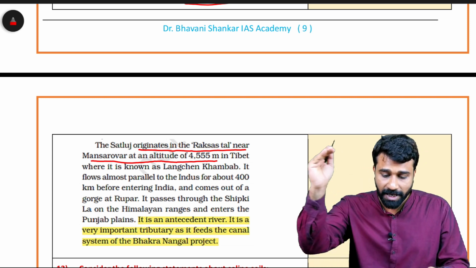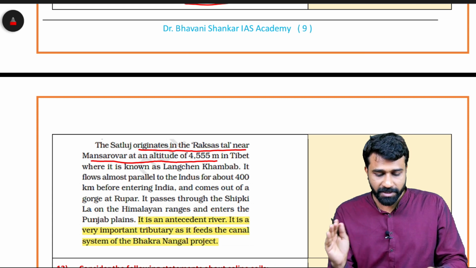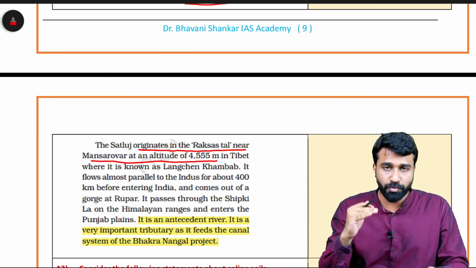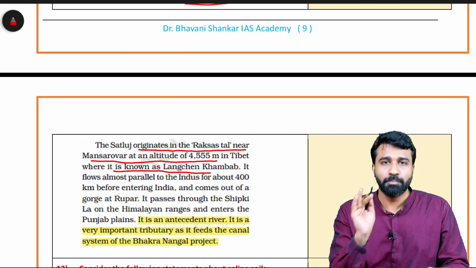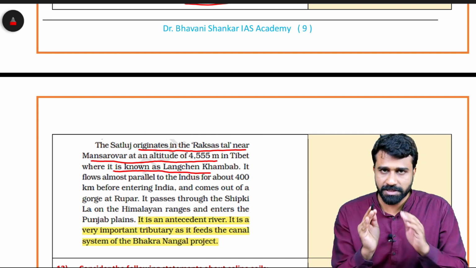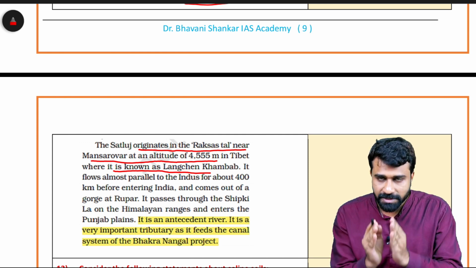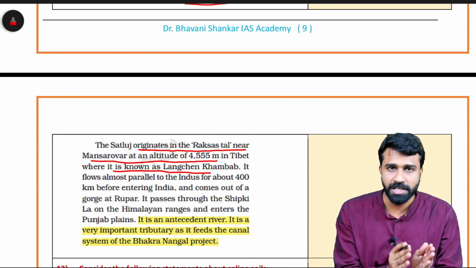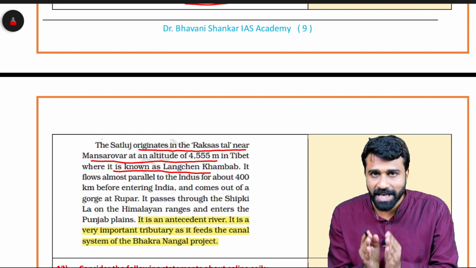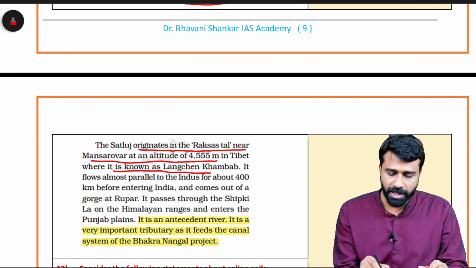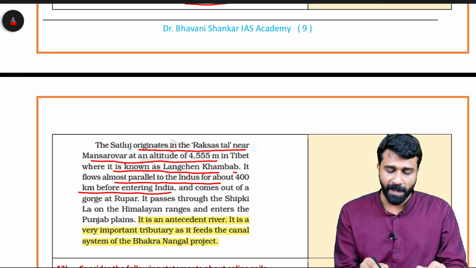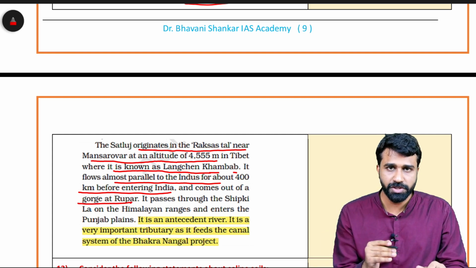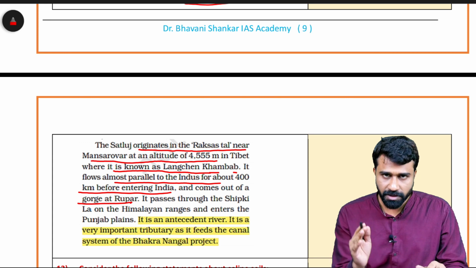Satluj originates in the Rakas lake part, which is near Manasarovar at an altitude of 4,555 meters in Tibet, where it is known as Langcheng Kambam. The birthplace of Satluj is Rakas, near Manasarovar. Next, it flows almost parallel to the Indus for about 400 kilometers before entering India, and comes out of a gorge at Ropar, which is located in Punjab.